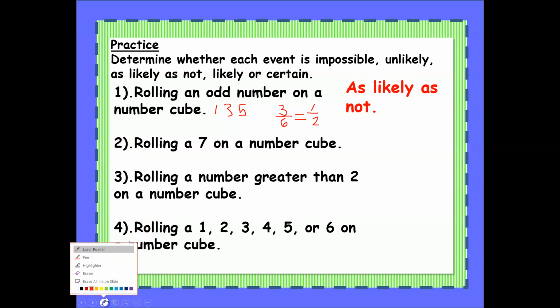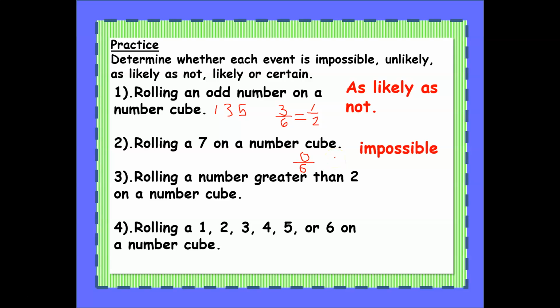How about rolling a 7 on a number cube? So 7, there is no 7 on a normal dice. So our probability would be 0 out of 6. So that's going to be impossible to occur because that isn't going to happen.